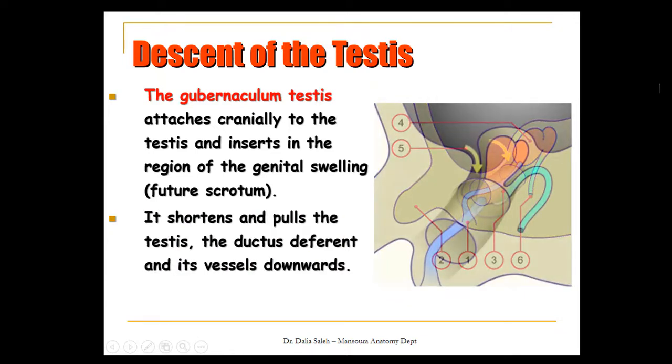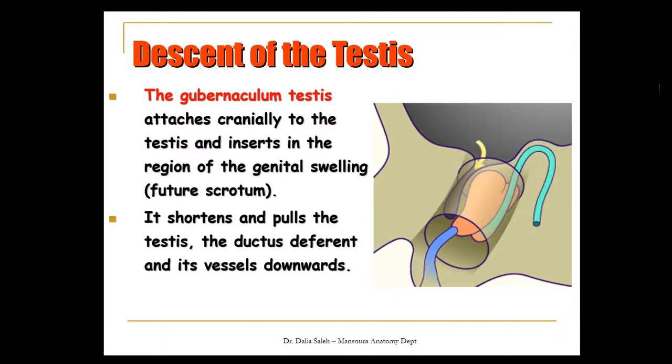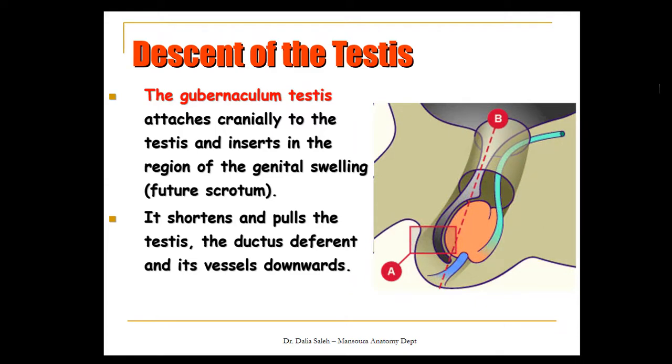It shortens because of the effect of hormones like testosterone. It shortens over time, thus it pulls the testis downwards and also pulls the ductus deferens and the vessels supplying the testis downwards as well. Like this.